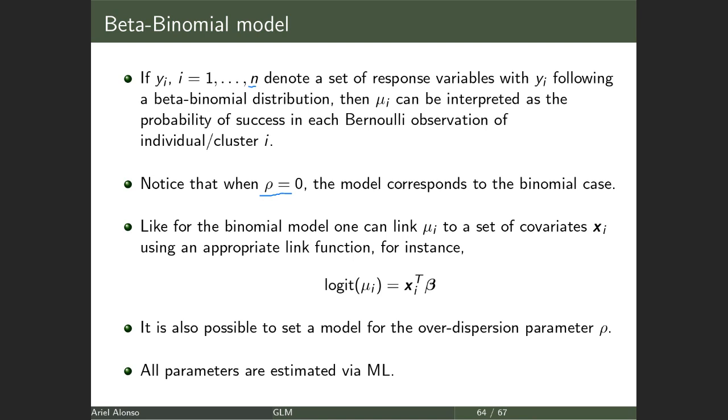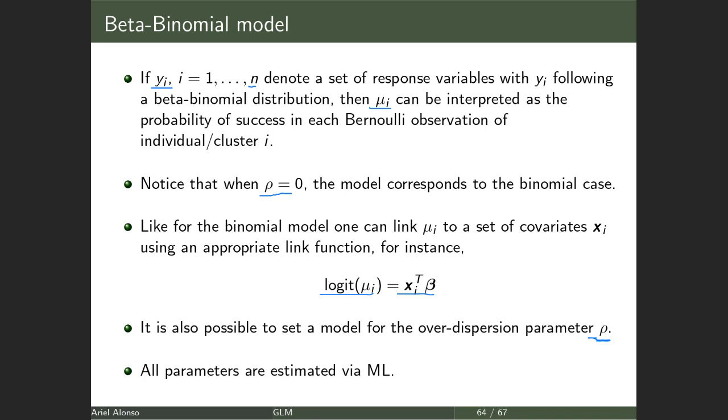But in general, you will not consider that rho is equal to 0. And then what you do is you just use a logit link to link this mu, which is just the mean of this beta binomial variable, that is a probability essentially. You use the logit link to link the mean with the linear predictors. You may also put a model on rho. You can also model this overdispersion parameter, this intercorrelation. You can model it as well.